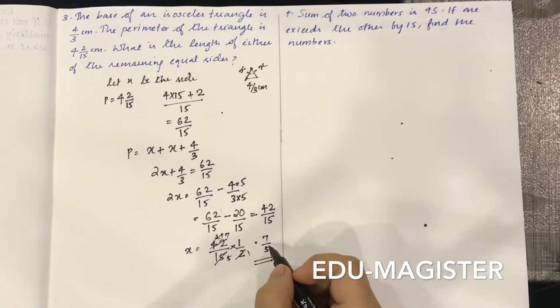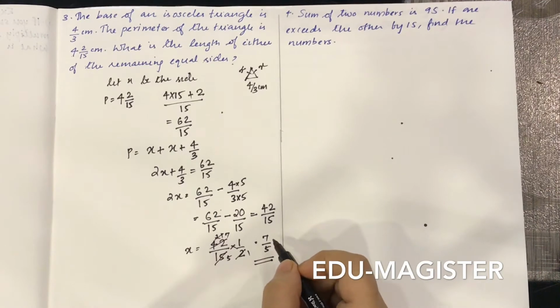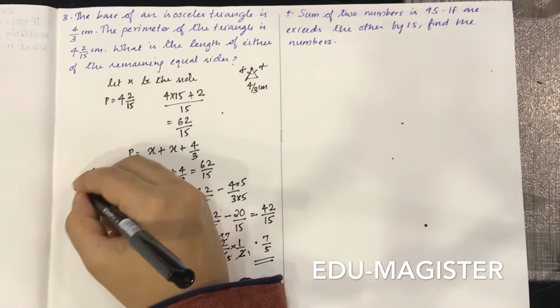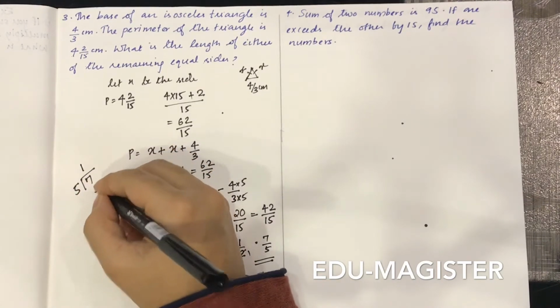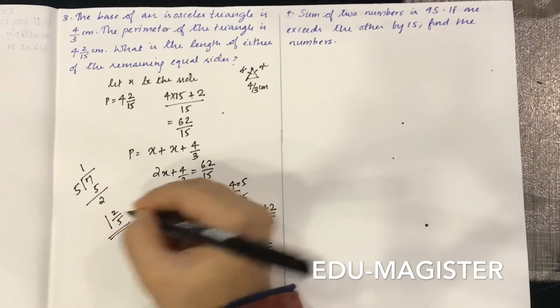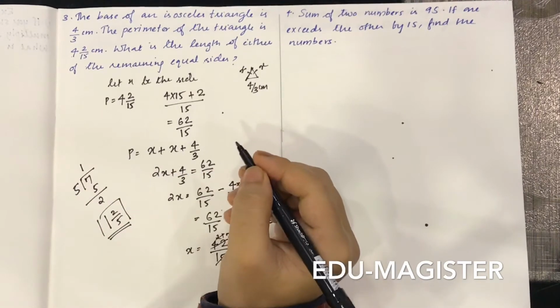Now you can either leave it like this or write the answer in the mixed fraction form. So how do we do that? 7 divided by 5, which is 1, 5 into 1 is 5, remainder 2. So 1 2 by 5 is the answer if you want to write in the mixed fraction form.